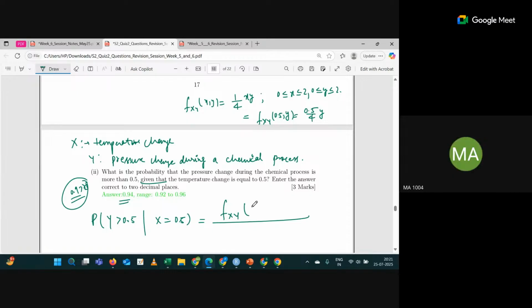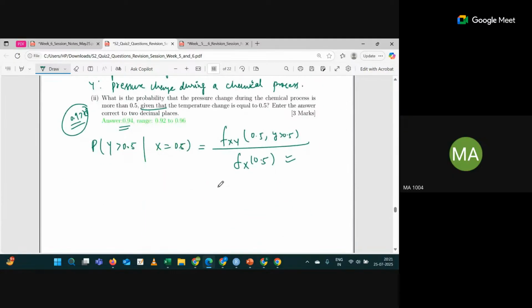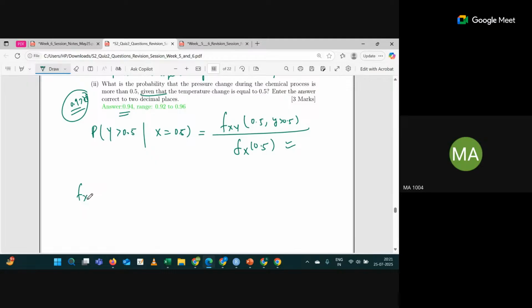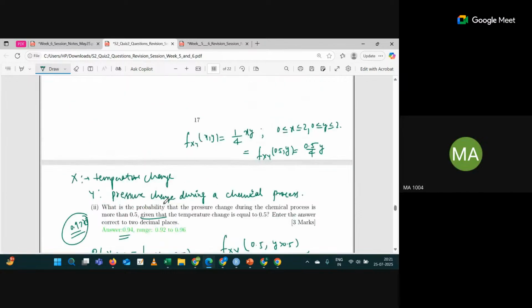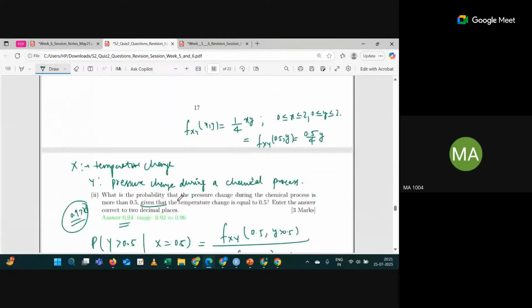So basically, this will be 0.5 comma y, where I'm talking about y greater than 0.5. Just write like this to get an idea. Now, divided by f_X of 0.5. So we need this marginal density first of all. Let's calculate the marginal density. f_X of x: you have to integrate the joint density f_XY with respect to y, dy. What is the limit of y? The limit of y is 0 to 2.